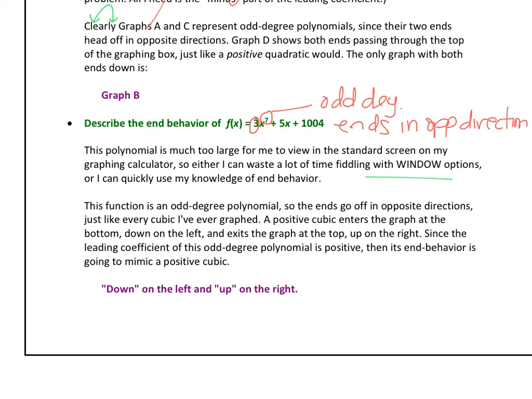So remember that for odds, the ends go in opposite directions. For evens, the ends always match. So we're going to have either a graph that goes like this or a graph that goes like this. And the way that we can find this out is by looking at the coefficient. So this is a positive 3. Therefore, when we have a positive, it's going to go in the upwards direction overall, meaning it starts down on the left but goes up on the right.